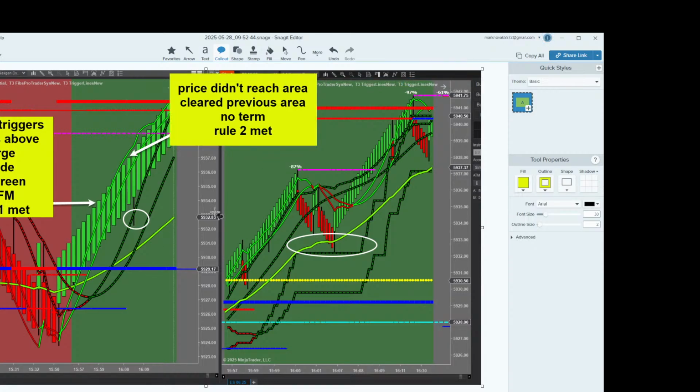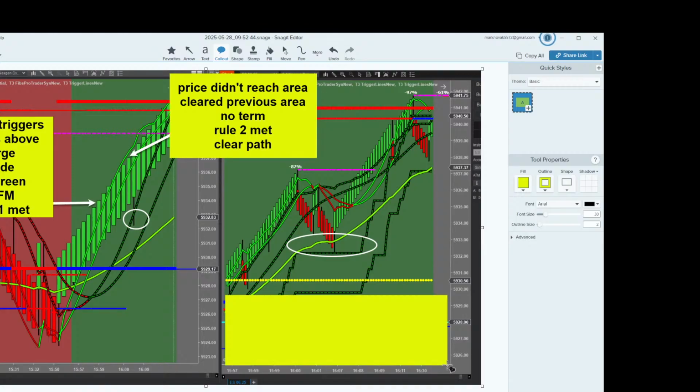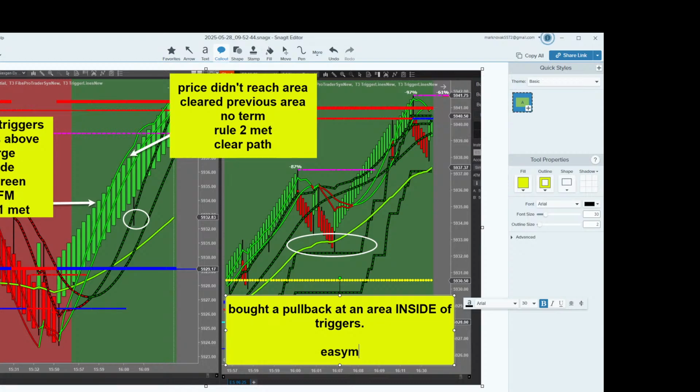And guys, I want to really ingrain in my brain that this is it. This is the look. So every time I see this, my brain starts screaming, holy shit, Mark, your advantages are there. Your edge is present. Go find an entry. And what happens is for my entry, I want to write out as well. Bought a pullback at an area, and this I go all caps, inside of triggers. Easy money. This is my look.